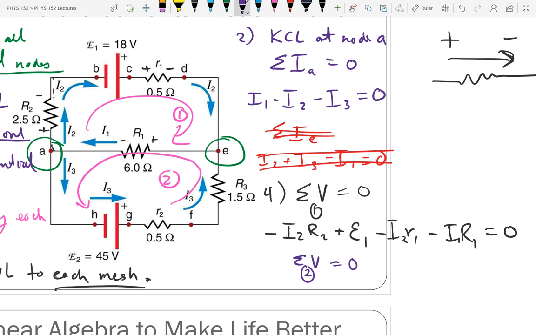Okay, so starting at A, going counterclockwise, the first thing we come to is, okay, what is the first thing we come to? I can't hear you. Okay, and is it going to be positive or negative? It's positive because we're going from the negative side to the positive side. Okay, what's the next thing we come to?